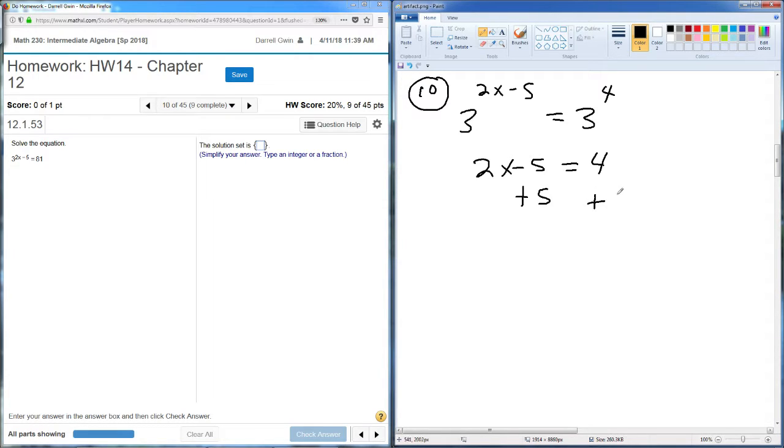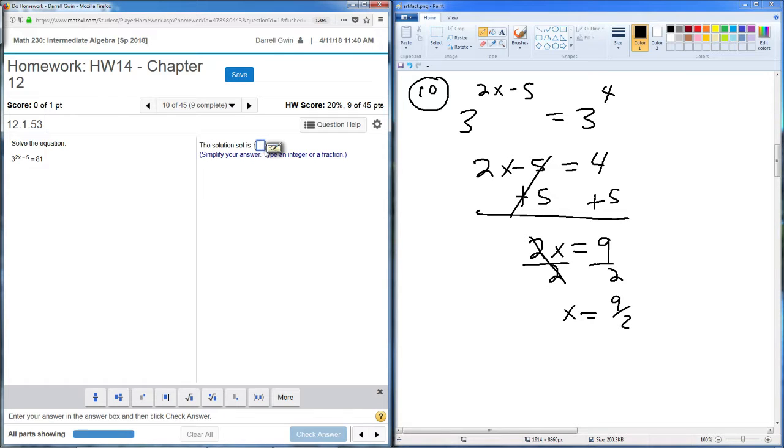Add 5 to both sides. 2x equals 9. Divide by the coefficient 2. X equals 9 over 2. Let's type that in. 9 over 2.